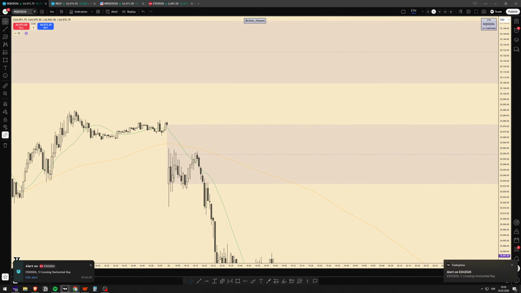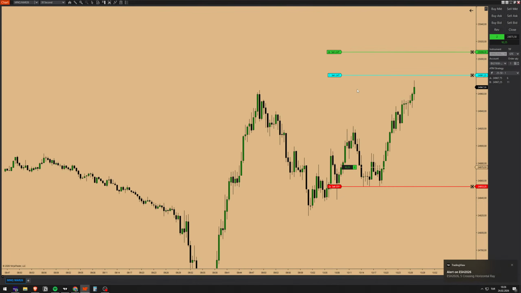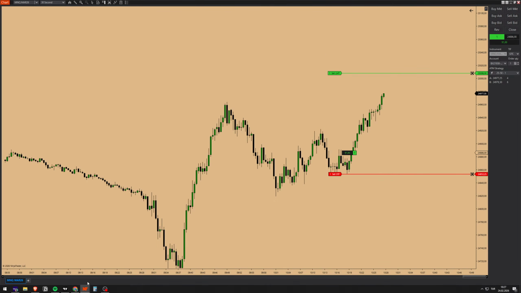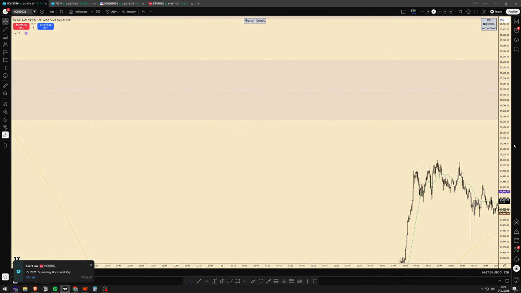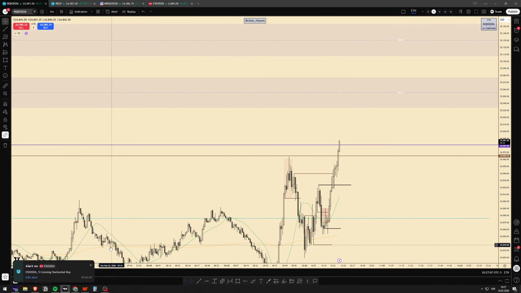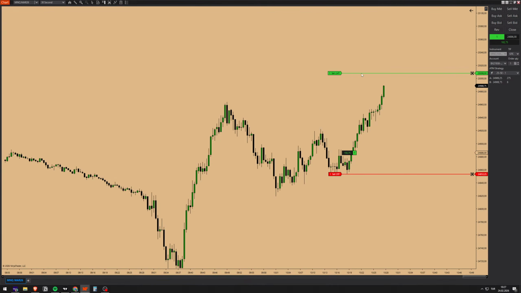Oh, ES took the high. Let me check. Nasdaq did. Nasdaq took the high too. Okay. Our partial taken. Take this one too. Nice profits over there. I think I want to carry this one until this level.